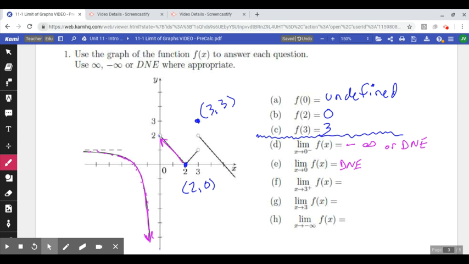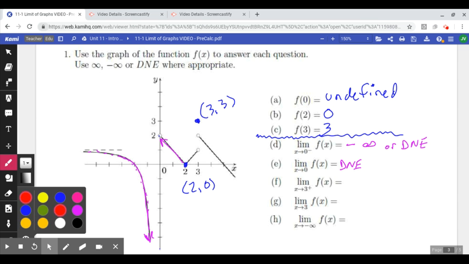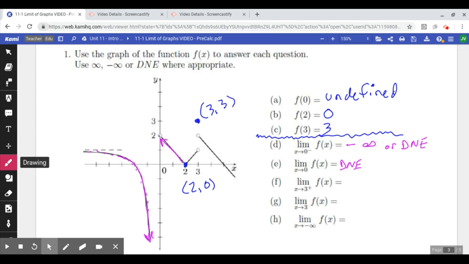Parts F and G deal with x approaching 3. So let's see if we can figure out what happens as x approaches 3 from the right. We'll change colors for you to make it a little more readable. As x approaches 3 from the right, I'm going to be a point on the graph, getting closer and closer to an x value of 3, and my y value or output approaches 2. Now, we don't care that the actual point there is (3, 3). The actual function evaluation when x is 3 would be equal to 3, but that's not the same thing as a limit. For a limit, we're asking the question, what are we approaching or getting close to?